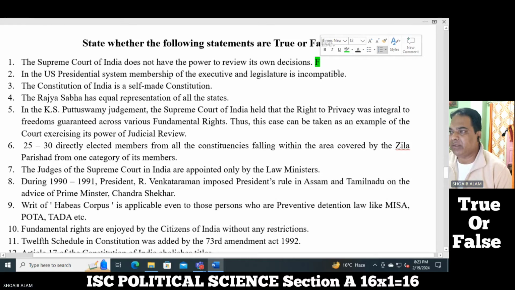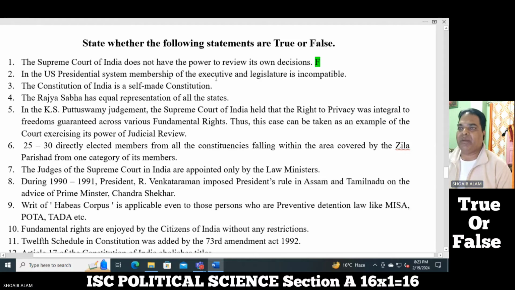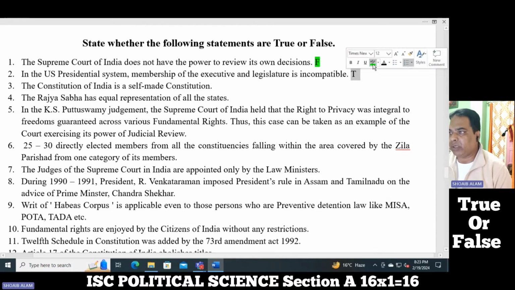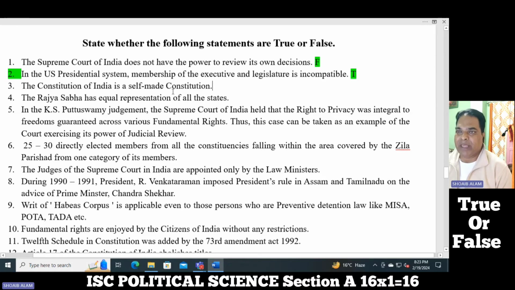Okay, false. The next one, in the US presidential system, membership of the executive and legislature is incompatible. So this is true. It is incompatible, not like in the parliamentary system, where there is a good relation. Okay. The Constitution of India is a self-made constitution. This is also true. Our constitution is self-made. We have made it.